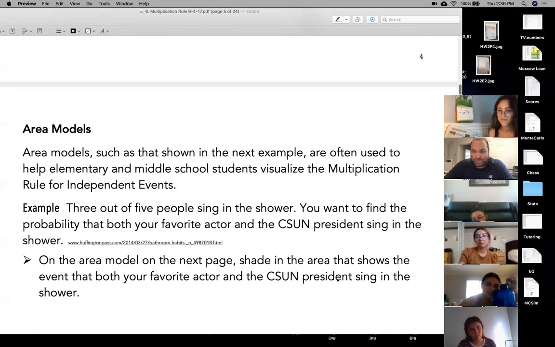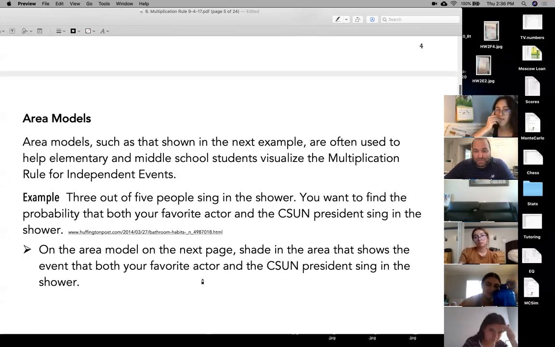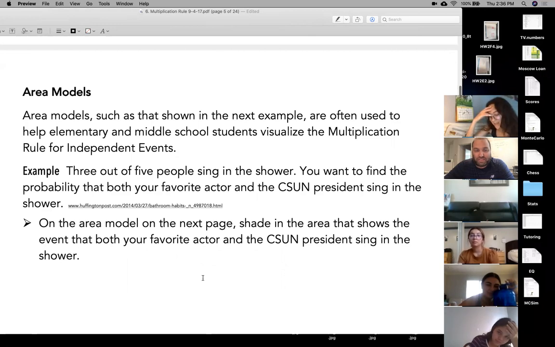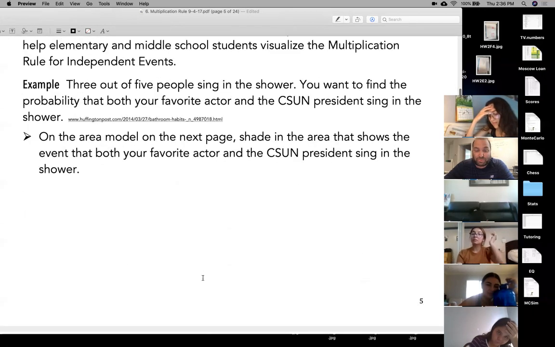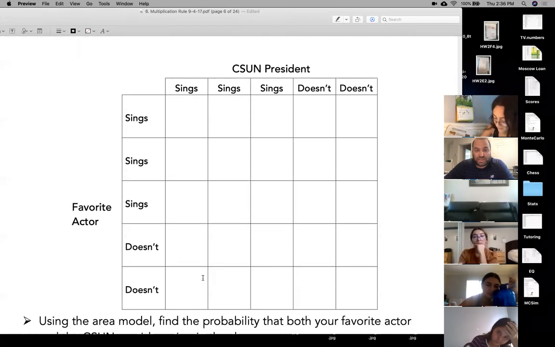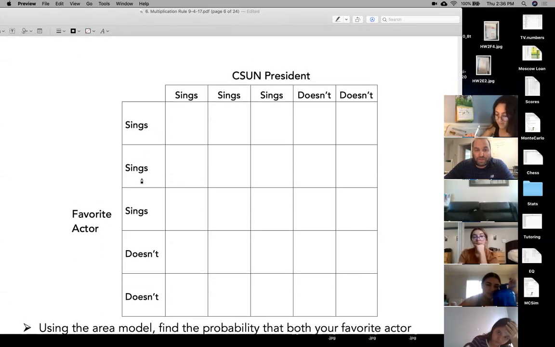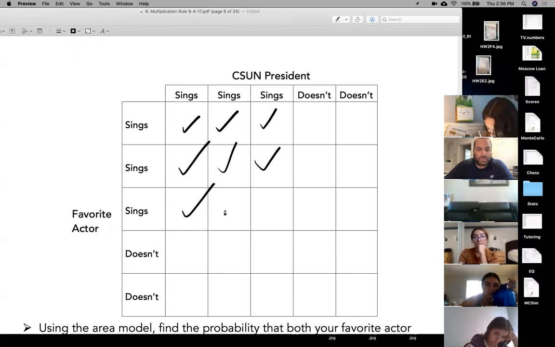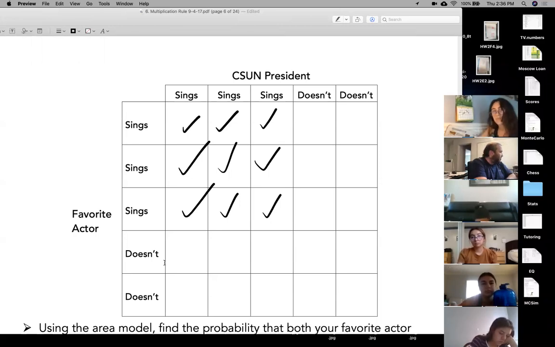I don't know who wrote this, but wouldn't that be 2 over 5? No, it would not. Let's calculate it. On the area model on the next page, shade in the area that shows the event that both your favorite actor and the CSUN president sing in the shower. So let's take a look. Favorite actor: 3 sing, 2 do not. CSUN president: 3 sing, 2 do not. So I want my favorite actor and the CSUN president to sing in the shower. Do we agree that those 9 squares represent the singing in the shower possibilities for both?